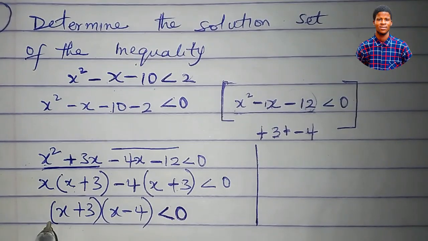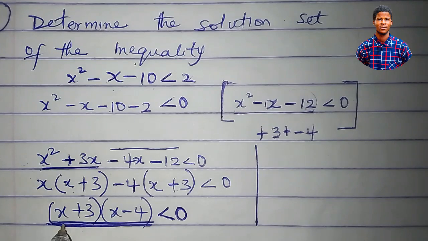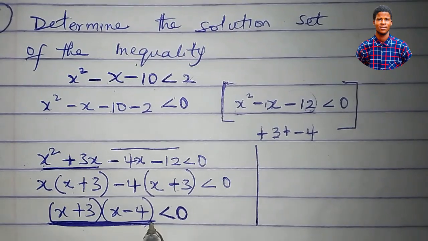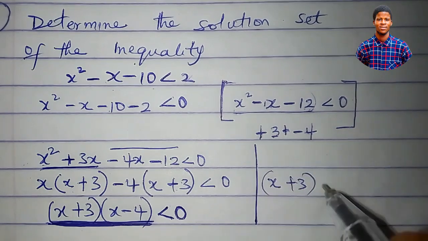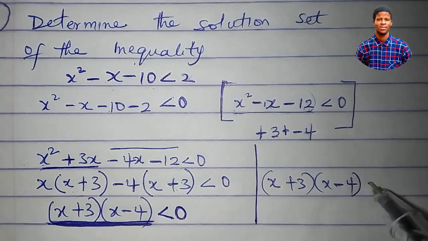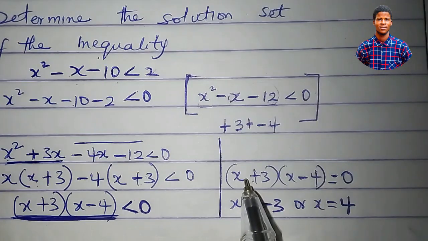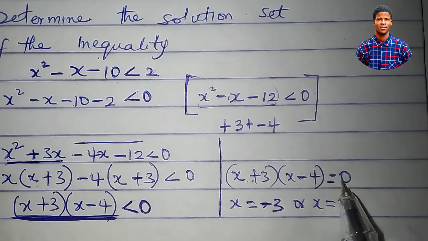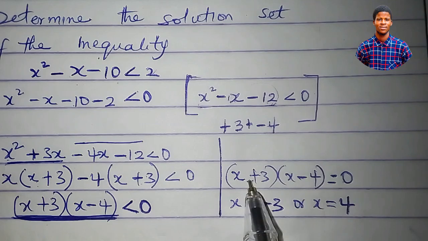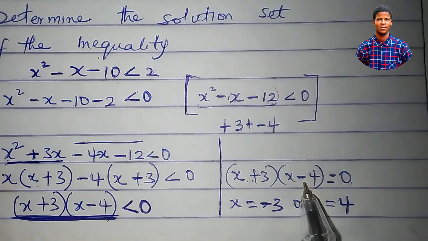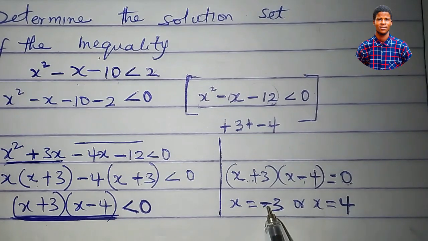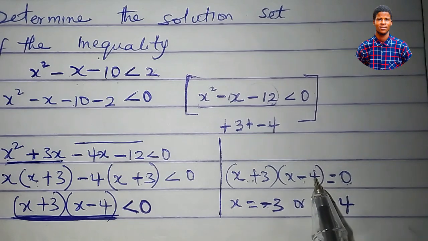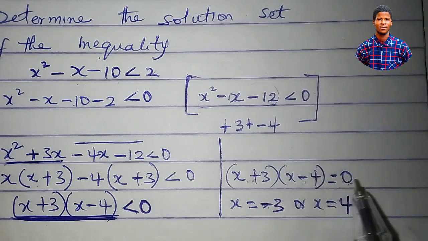What I want to do now is to set this to 0. If I set this expression on the left-hand side to 0, I'll have x plus 3, x minus 4, equal to 0. It means that either x plus 3 is equal to 0 or x minus 4 is equal to 0. So if x plus 3 is equal to 0, then x is equal to minus 3. And if x minus 4 is equal to 0, solving the resulting equation will give us x equal to 4.